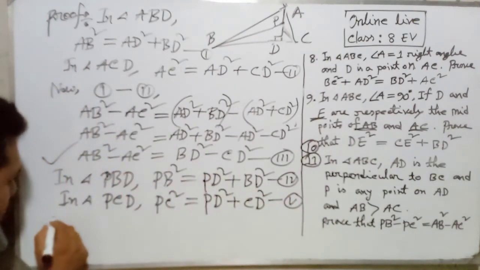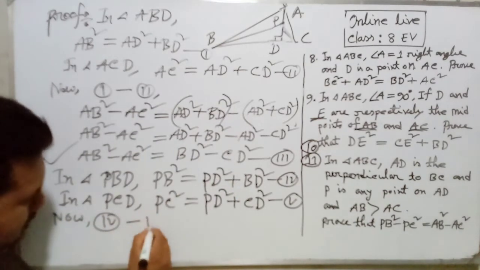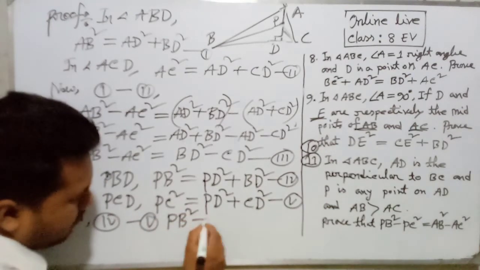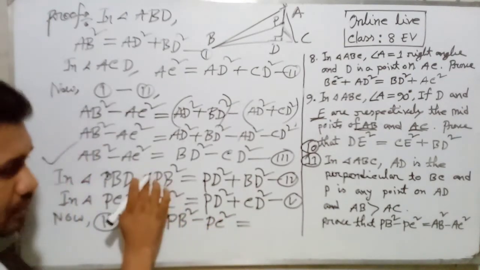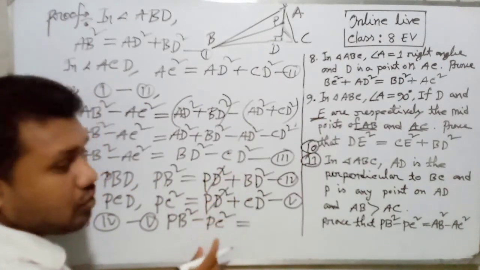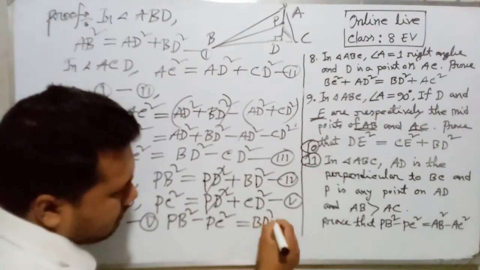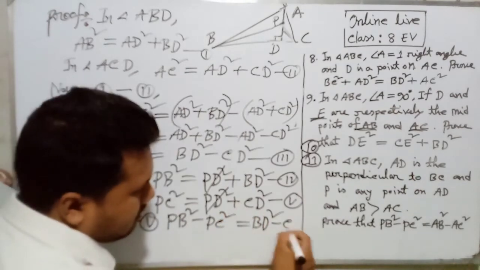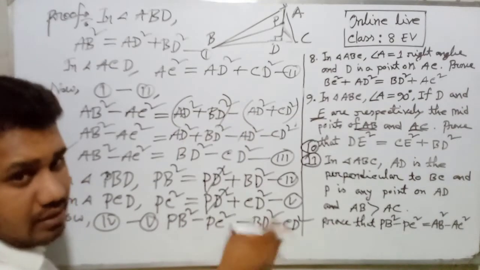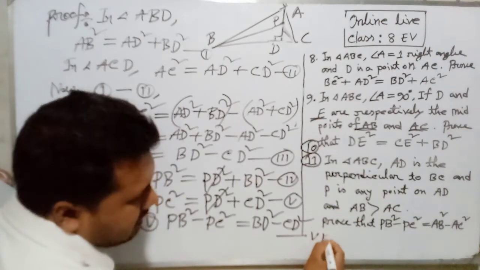Now dear students, if equation number 5 is subtracted from equation 4, then it will be PB square minus PC square equal, look, PD square and PD square will cancel. If we subtract, now it will be BD square minus CD square. Similar thinking. I can write the details, you can see it in detail. Clear? Now suppose this is our equation number 6.